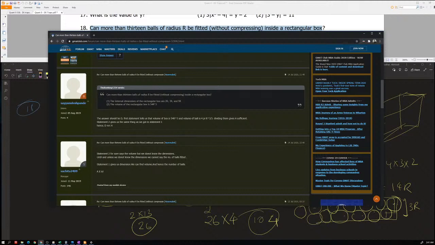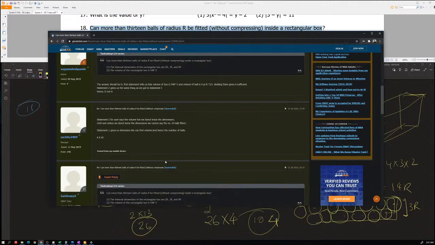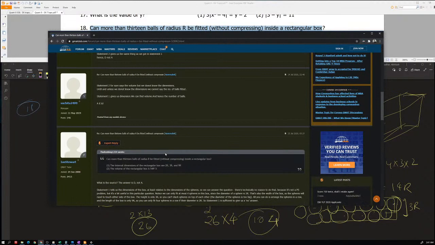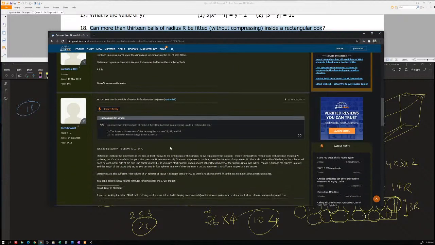This is also not convincing. Statement 2 for sure says the volume, but we don't know the dimensions. Until and unless we know the dimensions, we cannot say statement 1 gives the dimension. We cannot find the volume and hence the number of balls. But even if you do whatever dimension with that particular volume, it's not coming. What's the source? The answer is D, not A.